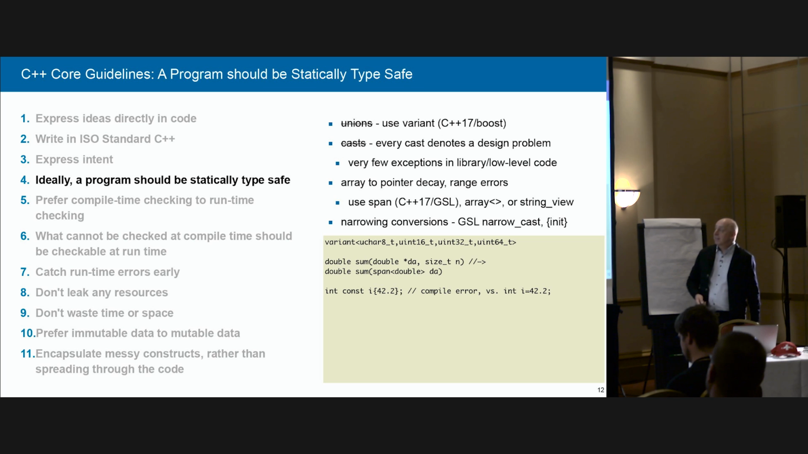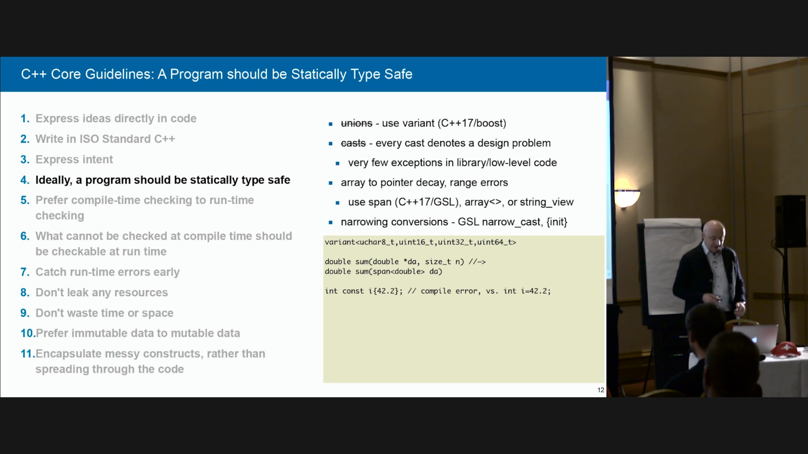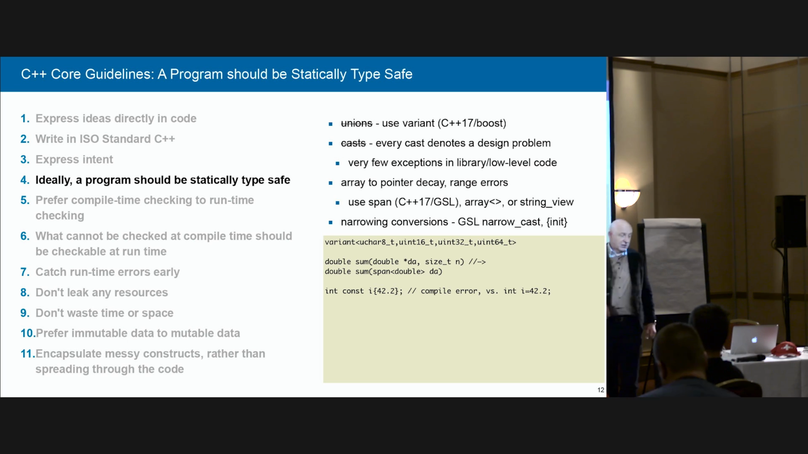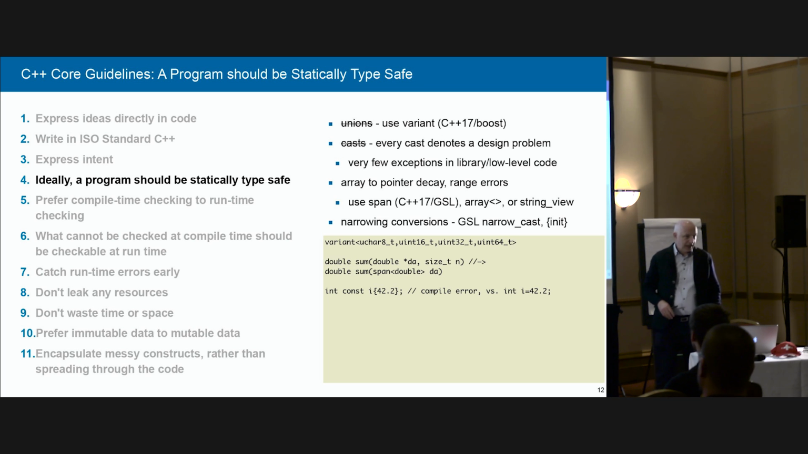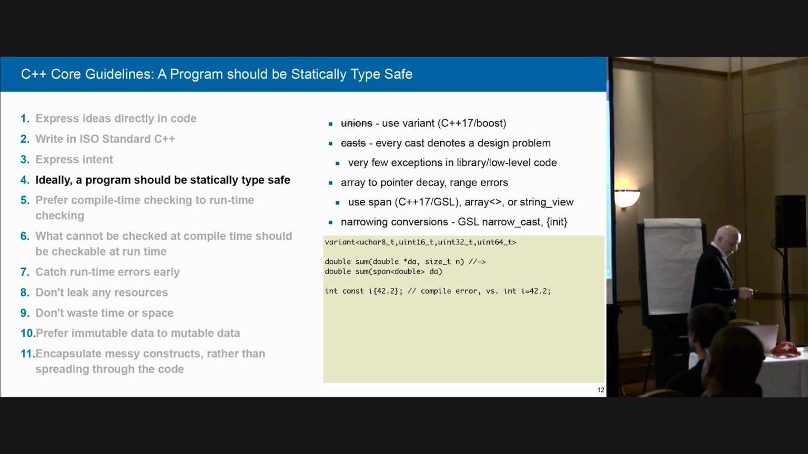For dynamic things, the GSL, the support library of the core guidelines, provides narrow cast on narrow, which might produce a runtime error, or at least mark your code. This is a narrowing conversion. I'm sure it will work, and if it doesn't work, I'm fine with it. So things like initializing an int with a floating point constant is not compiling. That's a good thing.